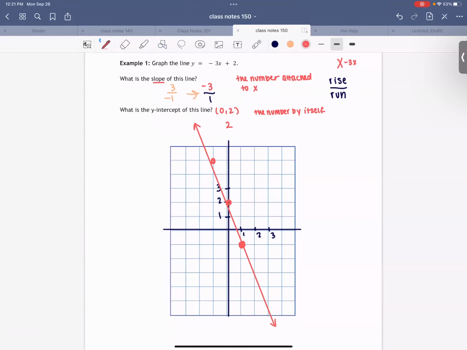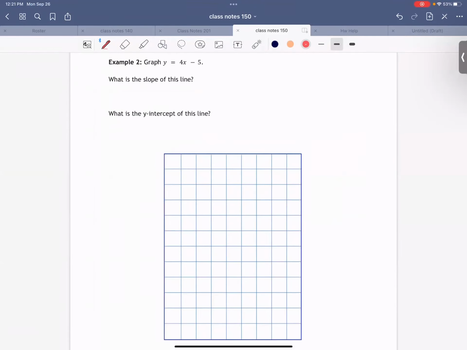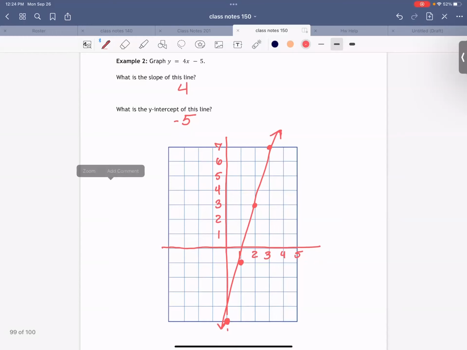Yeah. All right. Good question. Any other questions? All right. If you flip over to example number 2, we have another example of a graph. I'll give you a few minutes to work on this one here. Are we all good that the slope is 4 and the y-intercept's -5? Good. Savannah, do you want to walk us through how you made the graph?